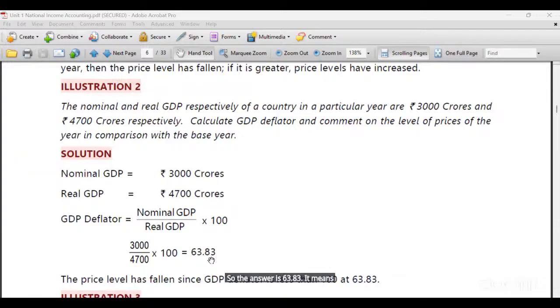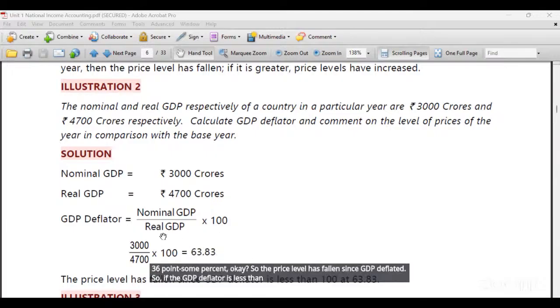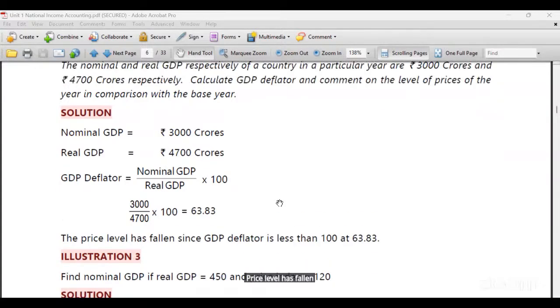It means that the price level has fallen from the base year. So how much has it fallen? Not 63.83%, but 36.17, 36 point some percent. So if the GDP deflator is less than 100, as I told you, real GDP would be greater than nominal GDP. It means that price level has fallen down. Okay. Now calculate this. Illustration 3.